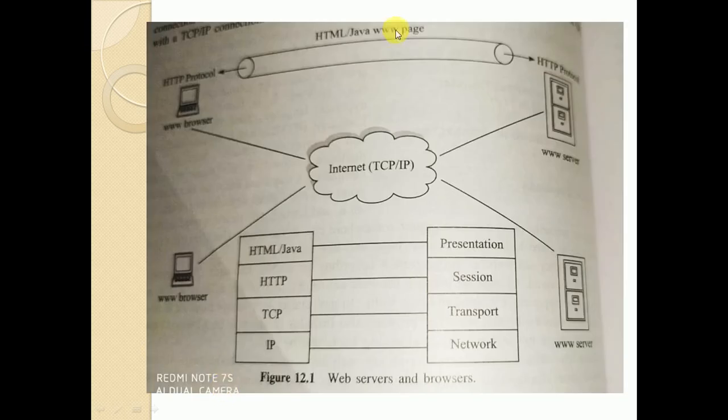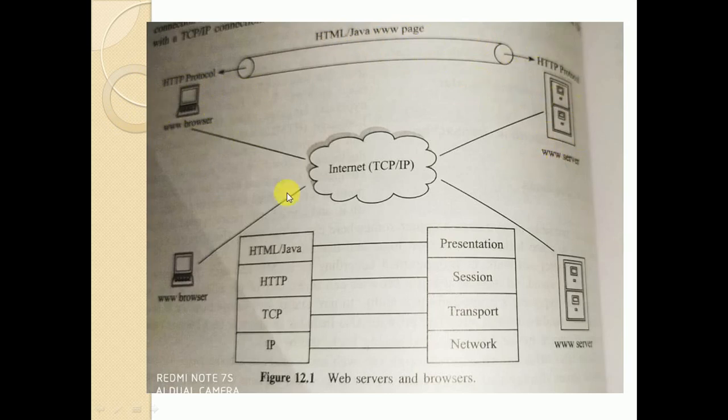Here you can see the diagram. Here is the HTTP protocol. What is meant by HTTP protocol? Hypertext Transfer Protocol, which allows communication between the client PC and the server. So the HTTP protocol gives the communication. Here is the HTML page. HTML is a web page. The HTTP protocol provides the communication between the client's machine, that is the web browser, and the web server.